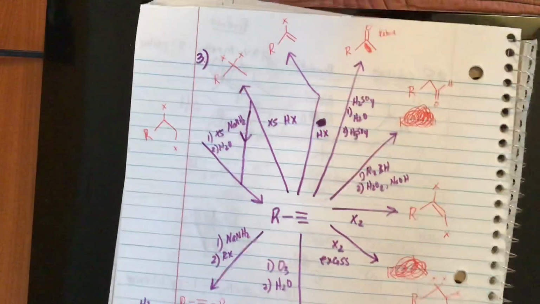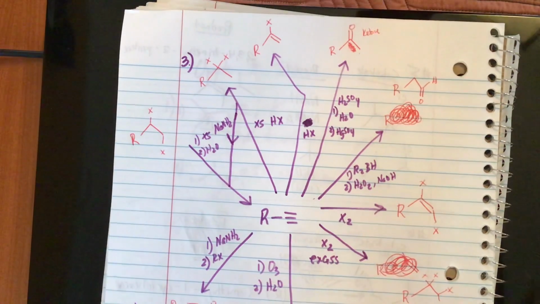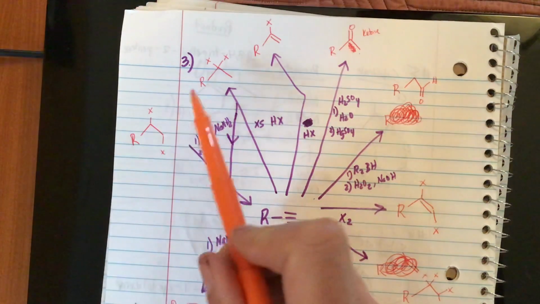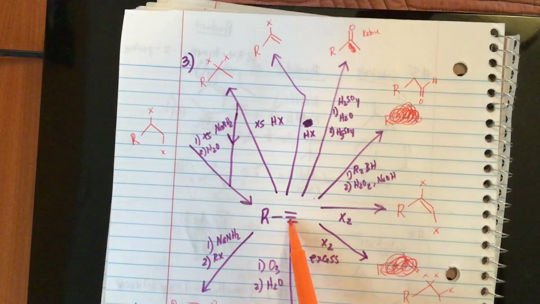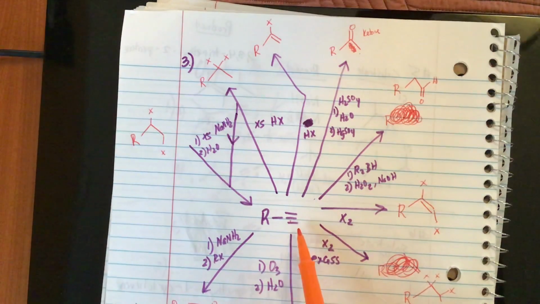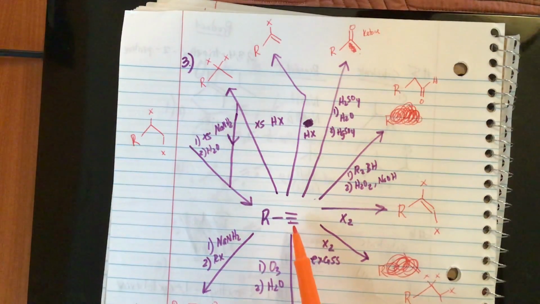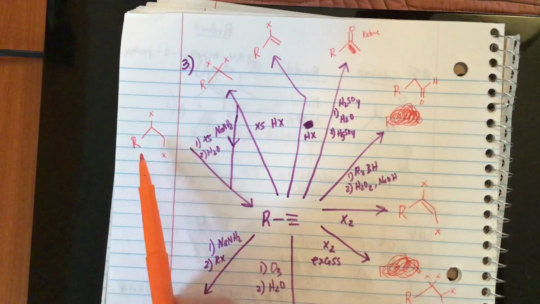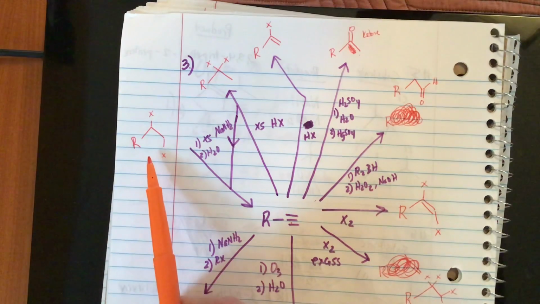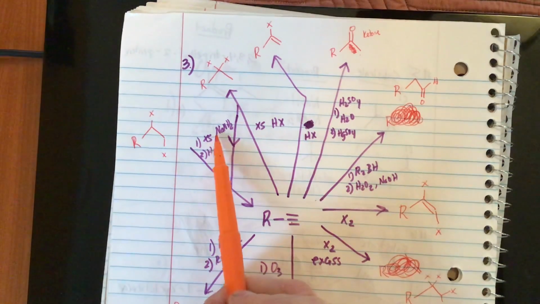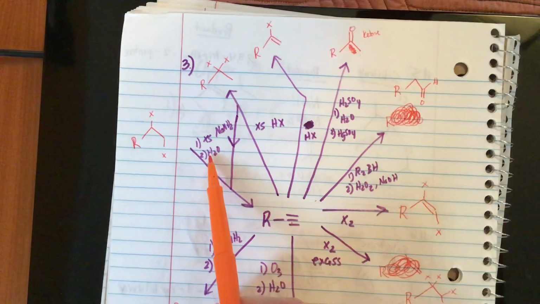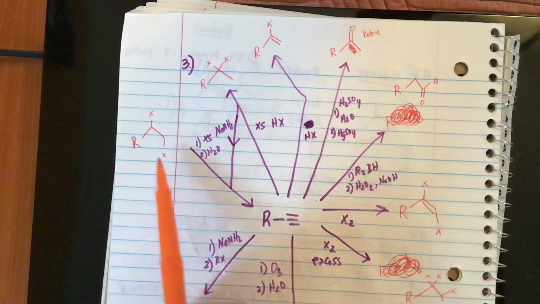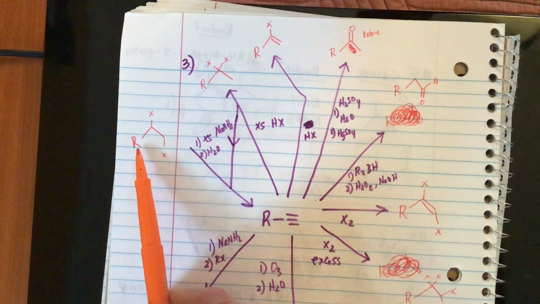Oh, number 3. Okay, so this was all the different products if you're going to react a terminal alkyne with different reagents. The first one, though, was what would be the starting molecule if you're going to react it with excess base and water to get this terminal alkyne? And I have this as our answer.